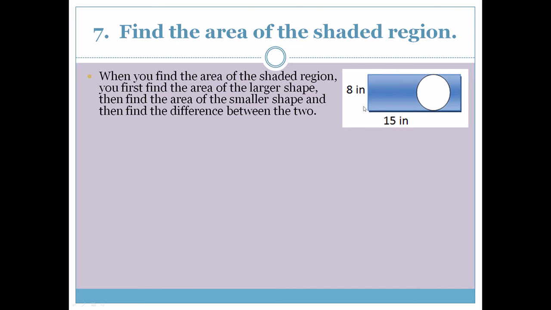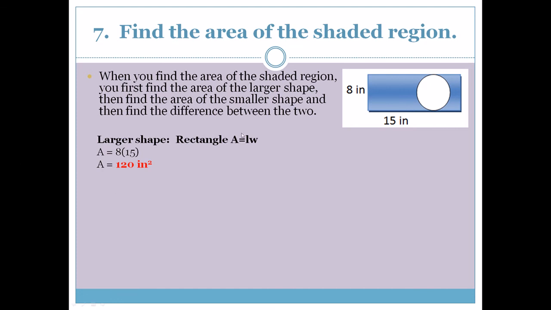All right? So let's do it. The larger shape is a rectangle, and to find the area is length times width. So we do 8 times 15. We have our length and our width. And 8 times 15 is 120. So we just found the area of the entire sheet of paper, 120 inches squared. Yes!